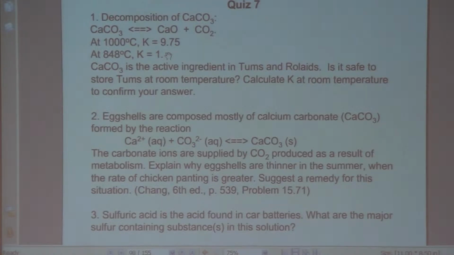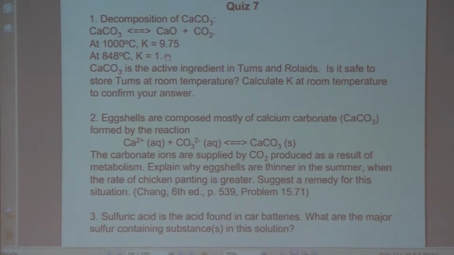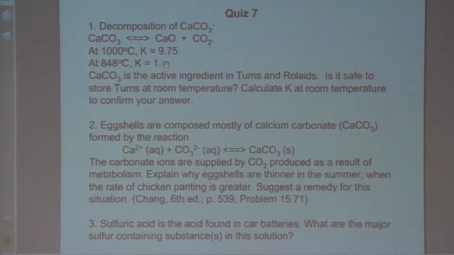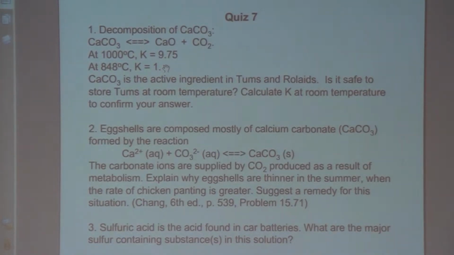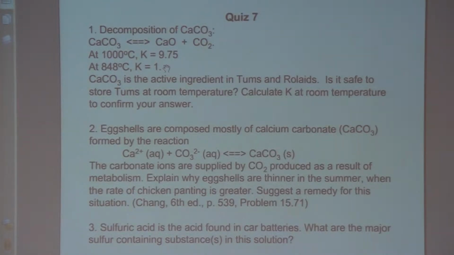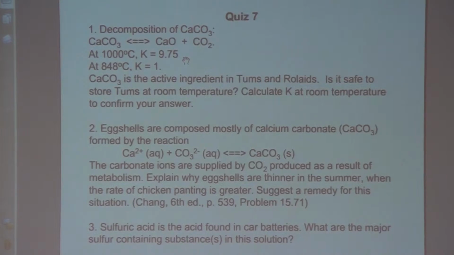So at 1,000 degrees, would there be any calcium carbonate present? And what number do you want to look at to answer that question? Yeah, if you look at K, the equilibrium constant at 1,000 degrees is 9.75. So this tells us, is there going to be more reactants present or more products present? Okay, more products. So at 1,000 degrees, does calcium carbonate decompose? It sure does. At 848 degrees, does calcium carbonate decompose?